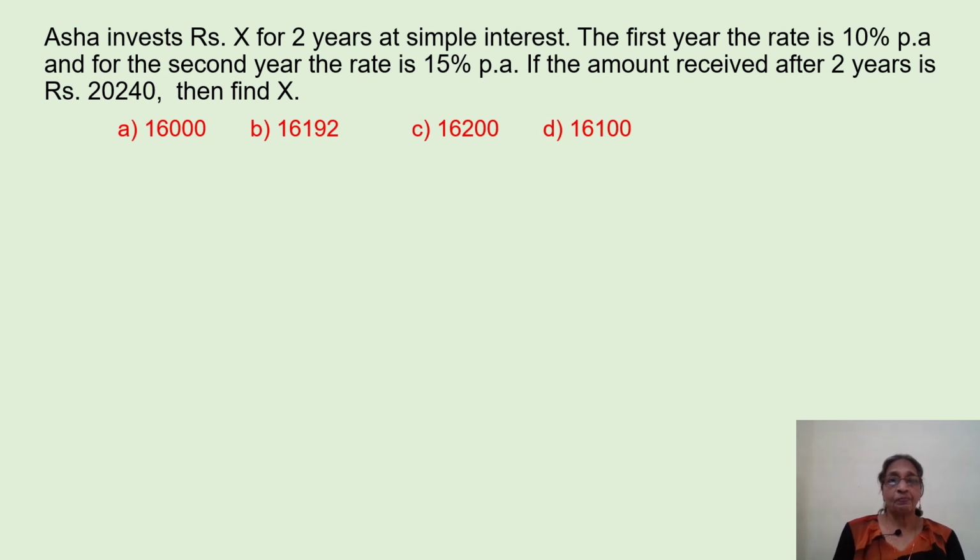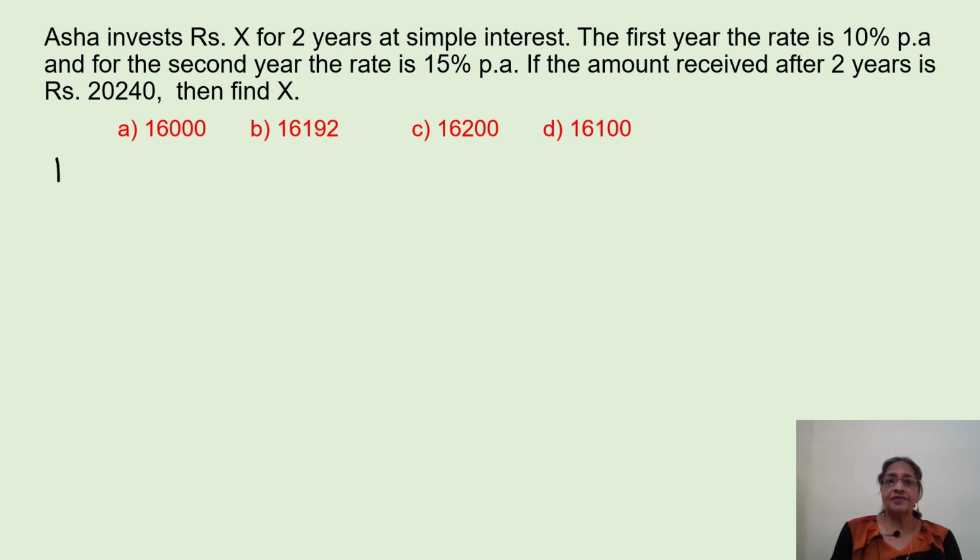The first one, Asha invests rupees X for 2 years at simple interest. The first year, the rate is 10% per annum, and the second, the rate is 15% per annum. The amount received after 2 years is 20,240. Then find X. So now we have got two different rates of interest. So there are two methods how we can do it. In fact, there are three, but I'll show you two methods.